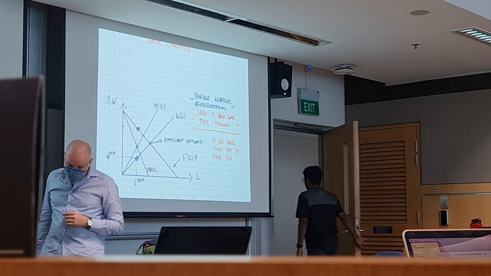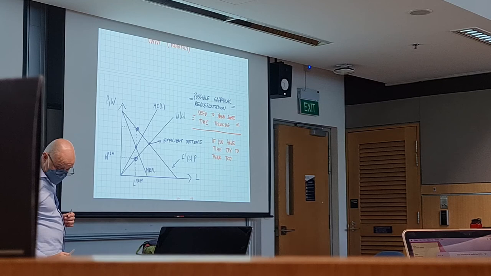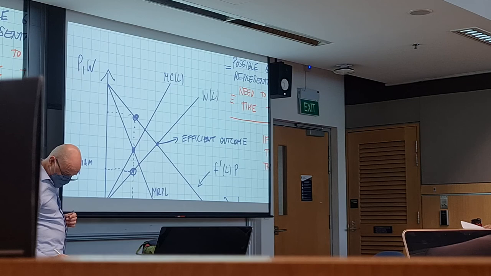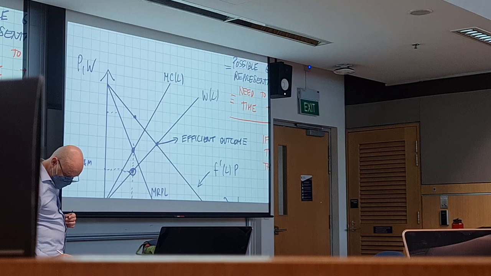So I want to see if I can put everything in one graph. Maybe I cannot. They should agree on one price. Price discrimination, is that what it is? That would be covered under price discrimination: the price that you charge for your goods, not the MRPL.